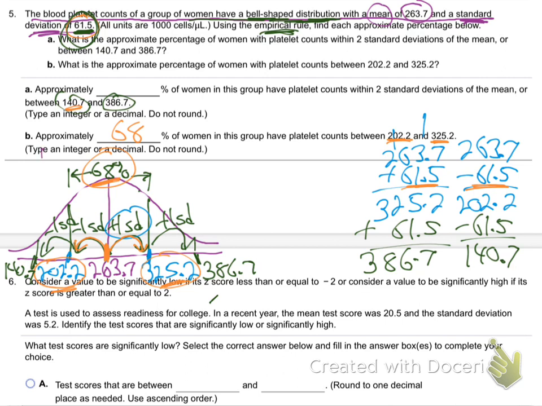Well, here's the rule. The empirical rule is if you go 2 jumps to the left and the right, you're going to get 95% of the data. So that's the answer that goes here.